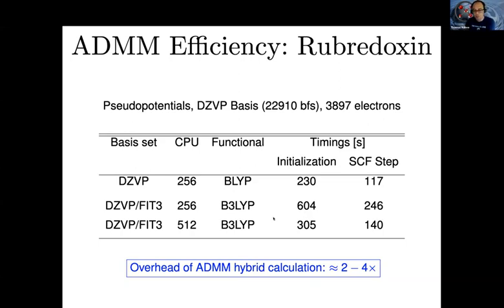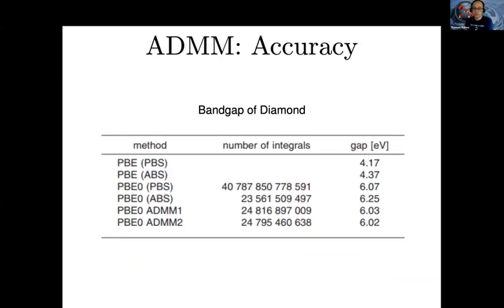And since there are so many integrals to compute, these calculations scale quite well, because all these billions of integrals that need to be computed can be very nicely distributed over very large numbers of cores. And so with larger numbers of CPUs you can make calculations at the speed of a GGA calculation, if you have sufficiently large computational resources available.